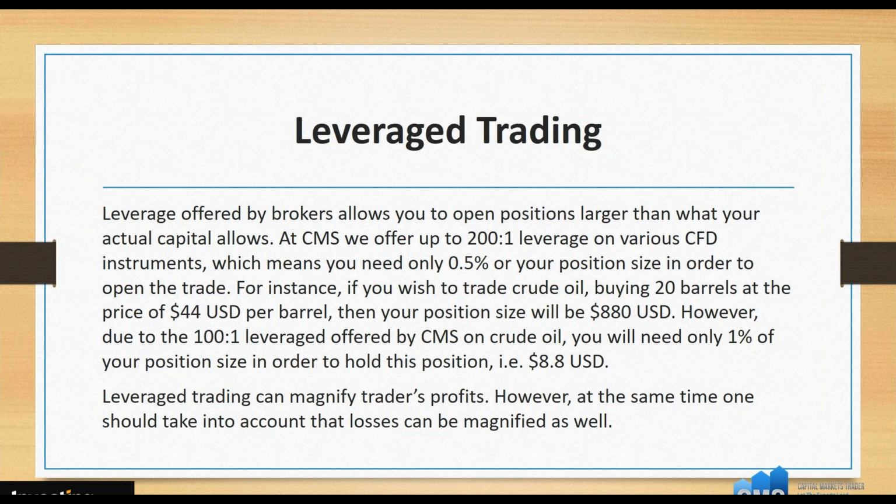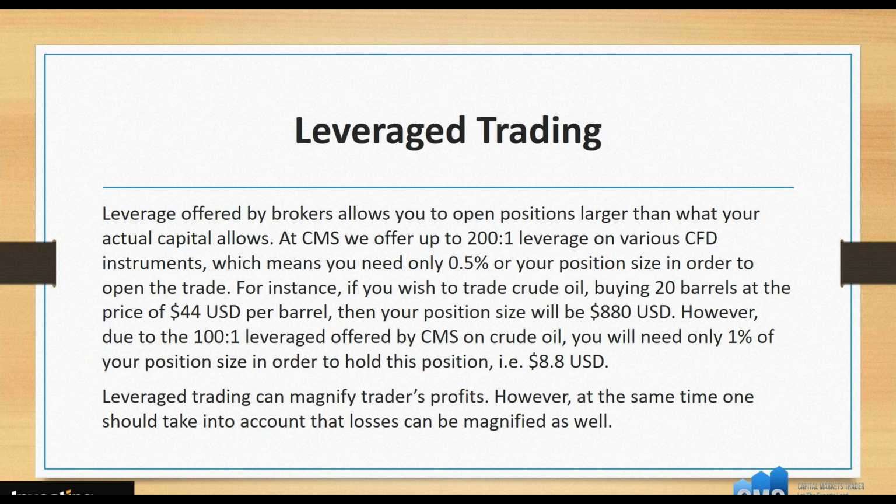For instance, if you wish to trade crude oil, buying 20 barrels at the price of $44. Now in the futures market, you couldn't buy that because it's 1,000 barrels per contract, or 42,000 gallons of crude oil. But if you wanted to buy just 20 barrels on a CFD, you could buy just 20 barrels at $44, say, the price of a barrel. Then your position size would only be $880 US. However, due to the 100 to 1 leverage offered by CMS on crude oil, you would only need 1% of your position size, or only $8.80 to trade that position.